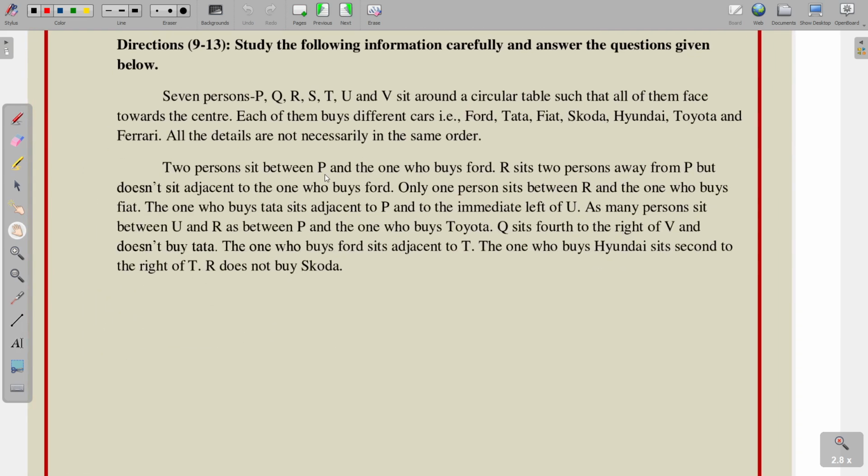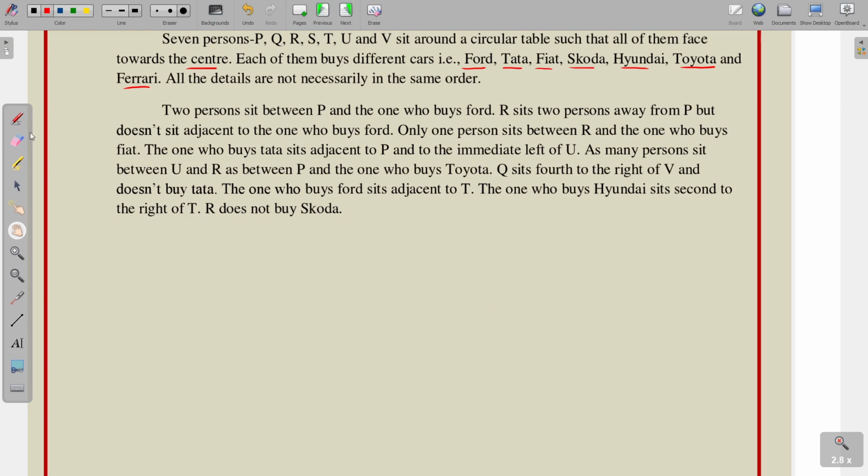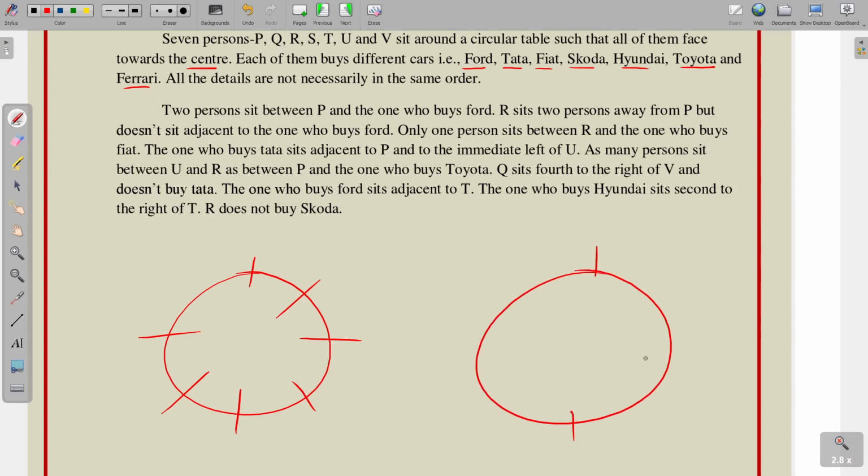Next, questions 9 to 13. 7 persons P, Q, R, S, T, U and V are sitting around a circular table, all facing the center. Each of them buys different cars like Ford, Tata, Fiat, Skoda, Hyundai, Toyota and Ferrari. All the details are not necessarily in the same order. So in total we have 7 persons, and all are facing the center.